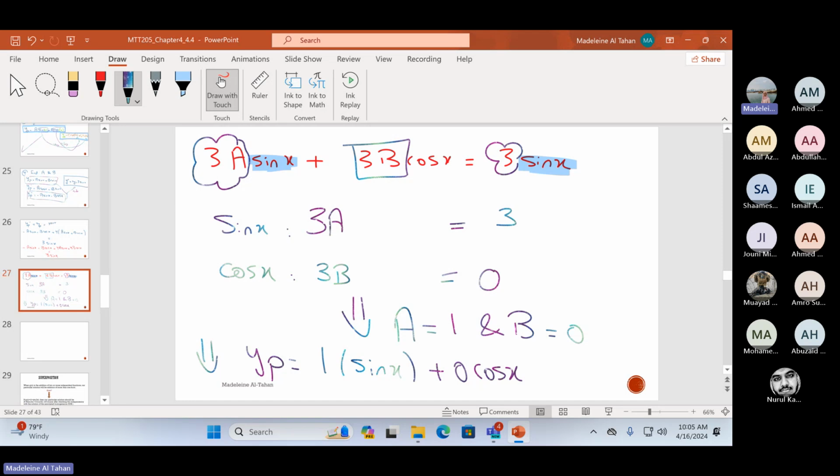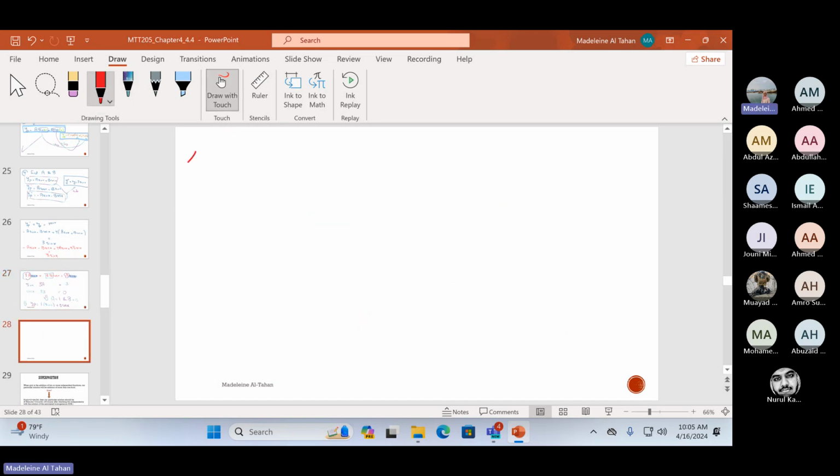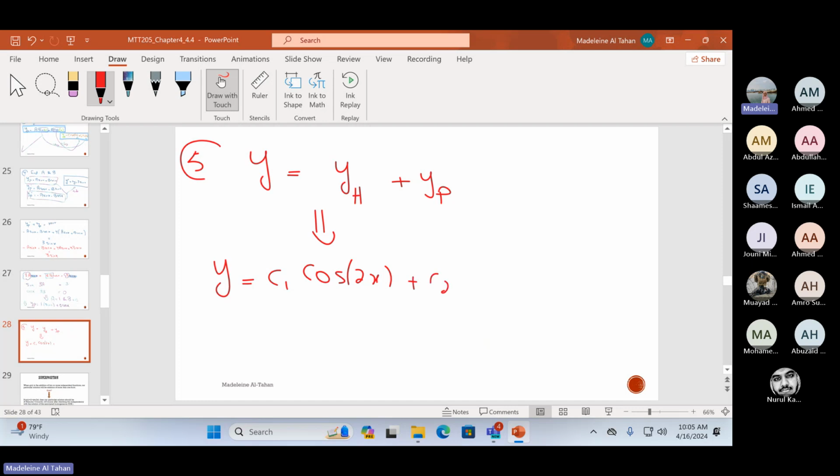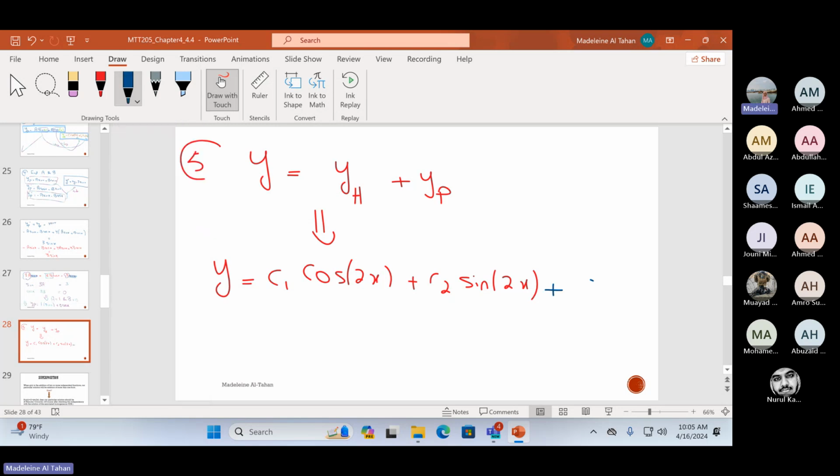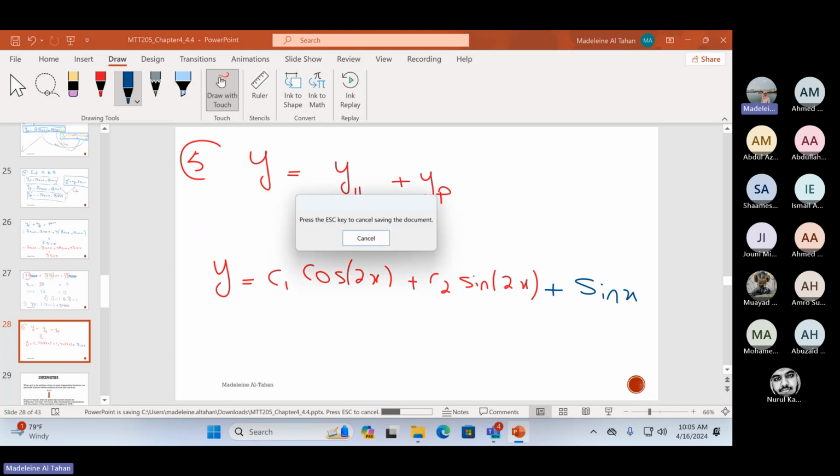What's the final answer now? Step number 5, YH plus YP. It means that Y equals C1 cosine 2x plus C2 sine 2x. This is YH. And YP is sine x, and this will be our final answer. Any questions? Any questions, miss?